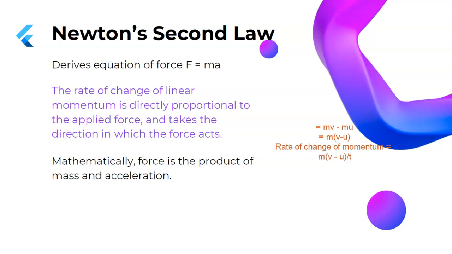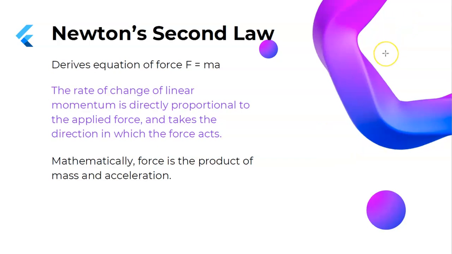And this rate of change of momentum, according to Newton's second law, is proportional to the applied force and it takes the direction in which the force acts. If we do the derivation of this law, we finally come to the equation that force is equal to m into A. Thus, mathematically, force is the product of mass and acceleration. That is what Newton's second law is about.